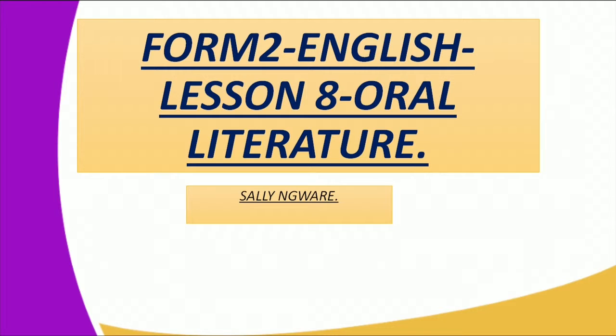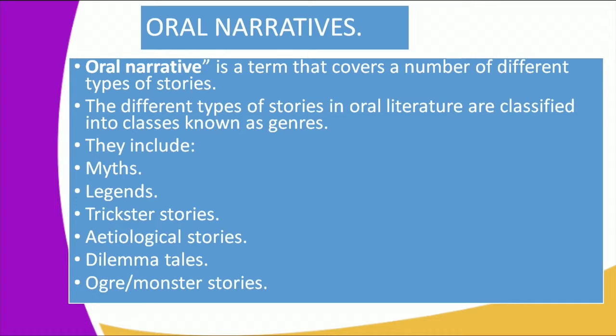Before we start, let us talk about the general stories that we have in our English lesson. We have oral narratives, a term that covers a number of different types of stories. The different types of stories in oral literature are classified into classes known as genres. These genres, or categories of stories, fall into myths, legends, trickster stories, etiological or explanatory stories, dilemma tales, and ogre or monster stories. We could be having others. Today I want us to talk about one genre of oral narratives, and the genre is etiological or the explanatory stories.